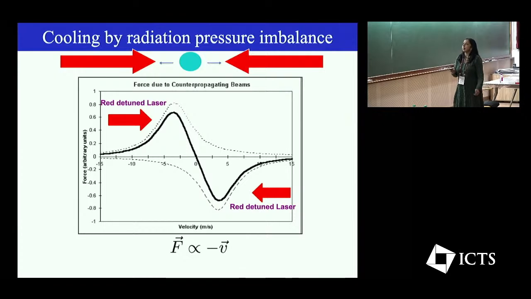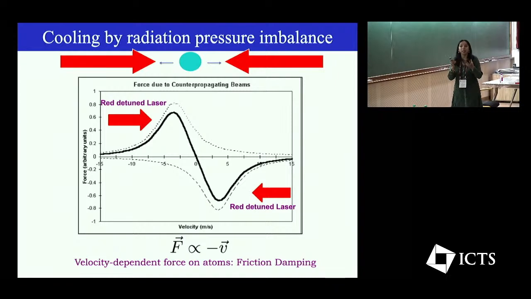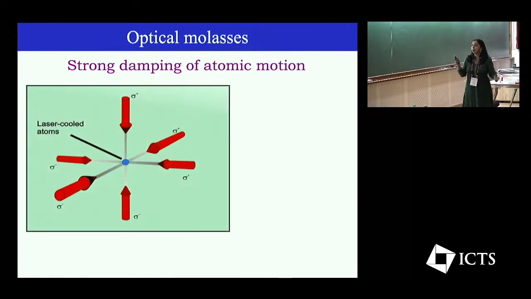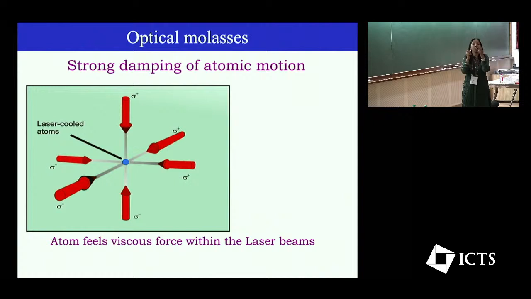Now you see here that the force is always opposite to the direction of velocity. At slow enough velocity, the force is linearly proportional to the velocity. So it's like a damping force, a friction damping, which slows down or cools down the atom. Now what happens if we do it in 3 dimensions, because we want to cool down the atoms in all 3 dimensions? This is what is called an optical molasses. It's like a ball in a very viscous sugary syrup.